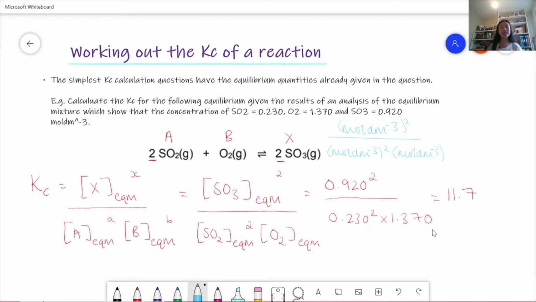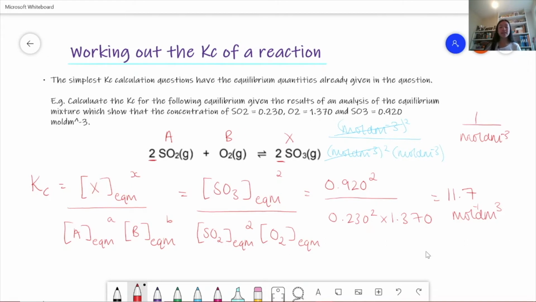And so then we cancel. So I know that I can cancel this with this. And then we're just left with 1 over a mole per decimeters cubed. And so the units for this case are mole to the -1 and then decimeters cubed, because we have 1 over a mole per decimeters cubed.